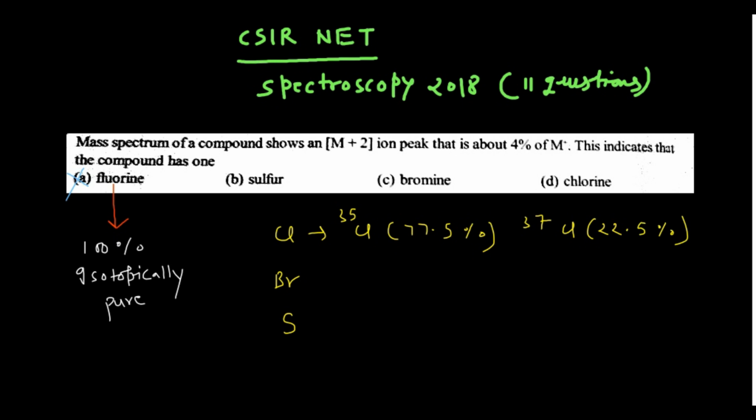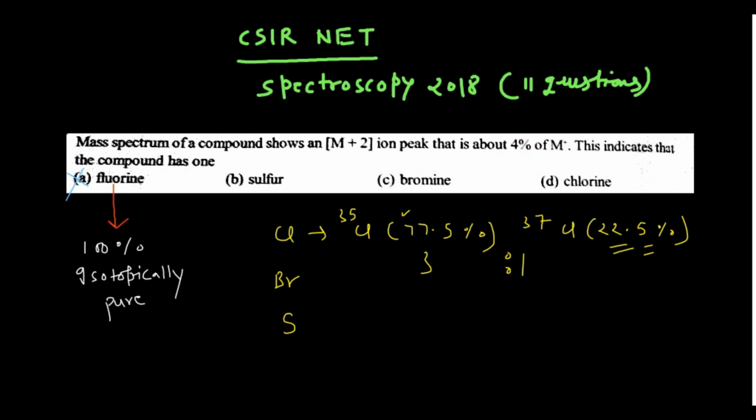If you multiply 22 by 3, it gives you a value close to 77. So if you check the intensity on the basis of the percentage abundance of these two isotopes, the ratio would be 3:1, because multiplying 22.5 by 3 comes close to 77.5. But in the question itself, it is given that the intensity should be 4%. Here that is not possible.